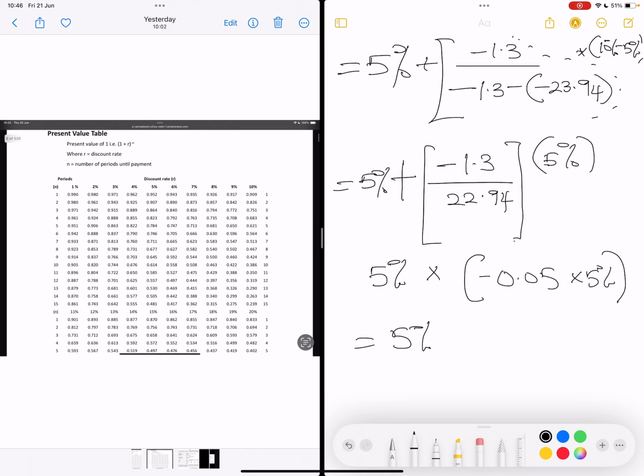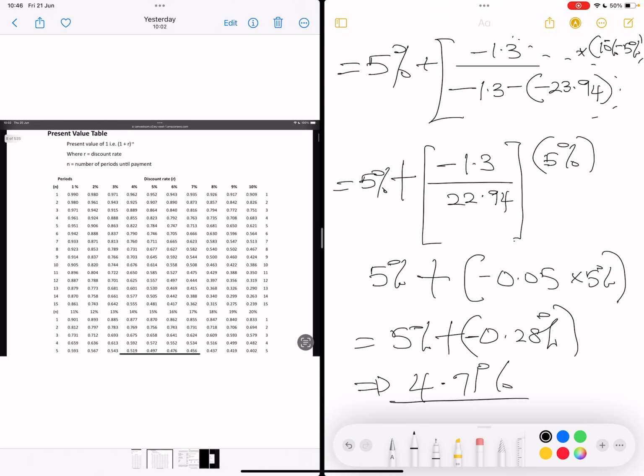This should be plus, sorry. 2 plus, then multiply by 5%. That gives 0.28% negative. That's plus 5. That gives 4.71%. So we have IRR at 4.71%.